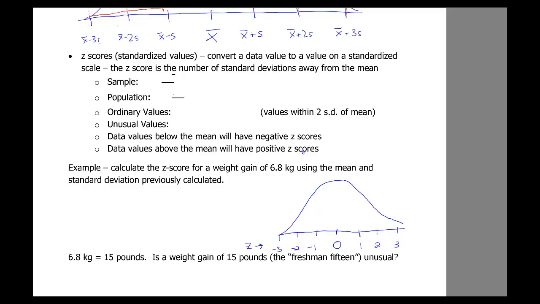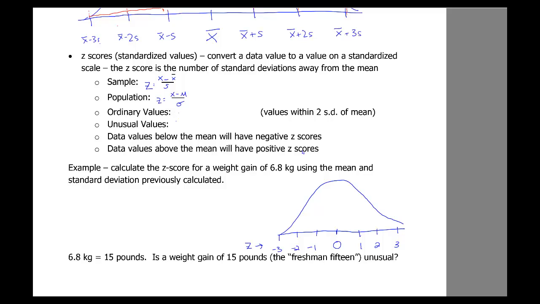So the calculation for a Z-score, we have Z equals a value for x minus the mean divided by the standard deviation. If we were to do it for a population, we'd just have to put our population symbols in instead of sample symbols. So then it would be x minus mu, which is the population mean, divided by sigma, which is the population standard deviation.